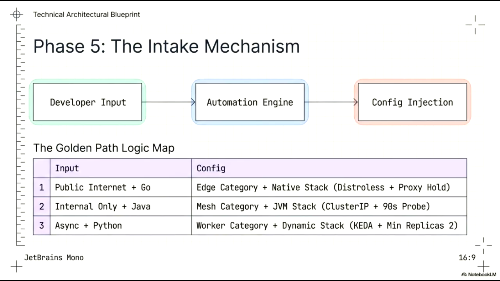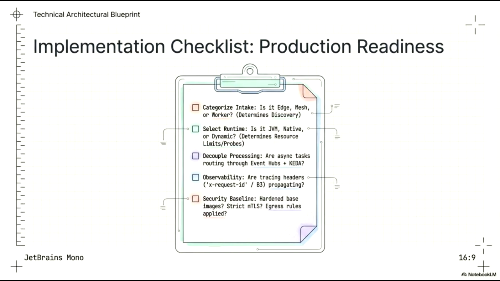This applies a JVM-optimized stack featuring cluster IP for internal service discovery and a 90-second startup probe to account for the JVM's initialization period. Finally, for asynchronous Python workloads, the system selects the worker category on a dynamic stack. This automatically integrates Kata for event-driven autoscaling and ensures a minimum of 2 replicas for baseline availability. By codifying these paths, we ensure that every deployment adheres to organizational best practices without requiring manual intervention from the developer.